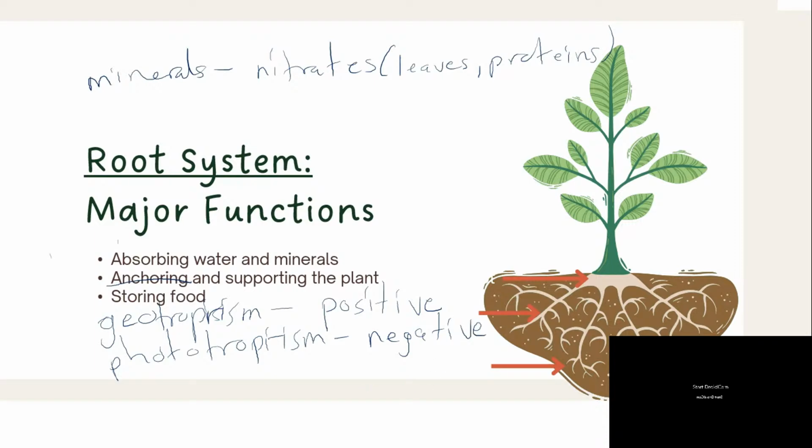All right. So the root has these functions for absorbing water. And we said in another video that the adaptation of the roots is that they have these specialized root hair cells which help in absorbing water by extension of their cells to increase the surface area.